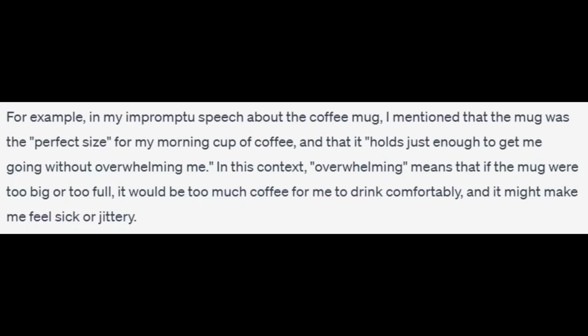For example, in my impromptu speech about the coffee mug, I mentioned that the mug was the perfect size for my morning cup of coffee and that it holds just enough to get me going without overwhelming me. In this context, overwhelming means that if the mug were too big or too full, it would be too much coffee for me to drink comfortably, and it might make me feel sick or jittery. Overall, overwhelming is a word that conveys a sense of being inundated or overpowered, defeated by something that is too much to handle.